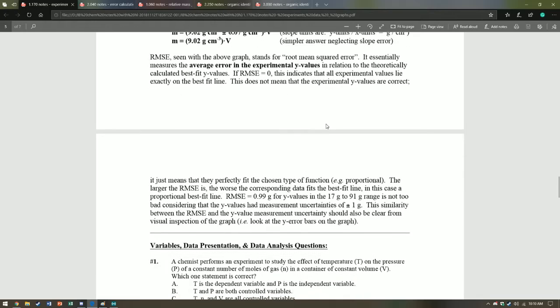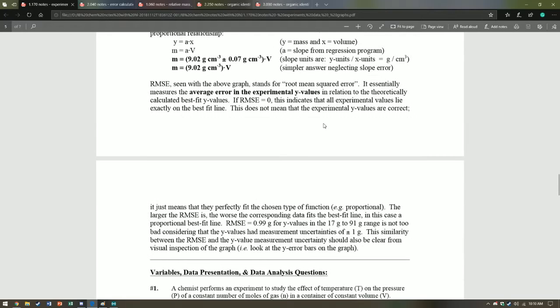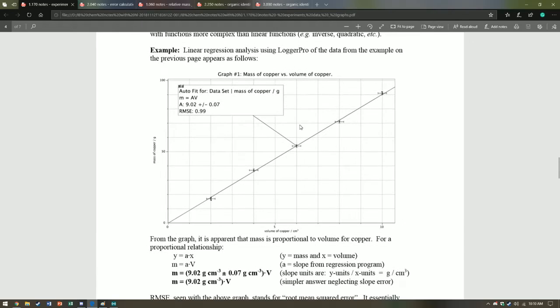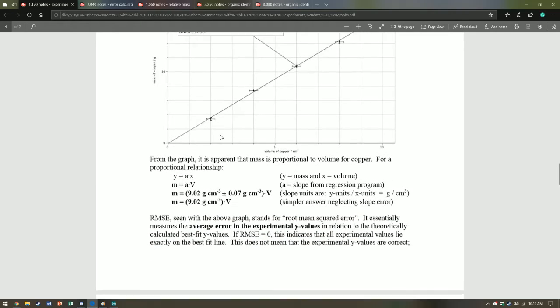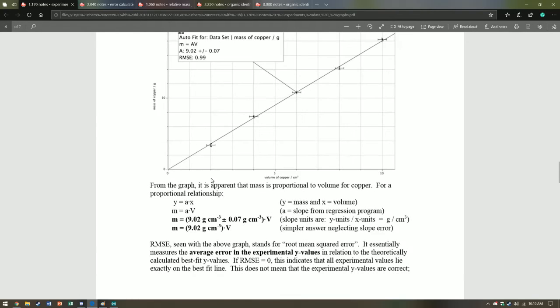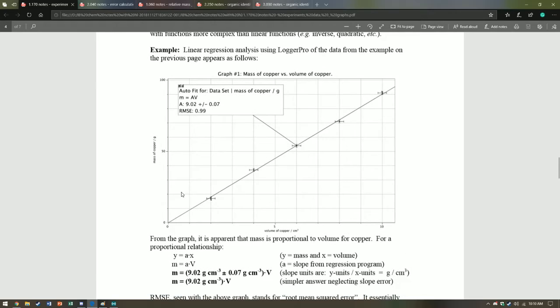RMSE, I've already talked about. Root mean square error, that's another thing I should talk about. It's essentially the average error in your experimental y values in relation to the theoretically calculated best fit y values. Basically, it's a measure of how close your line of best fit is to matching the data points.